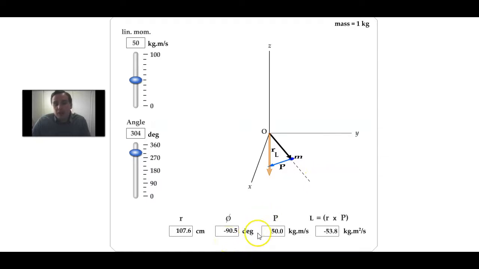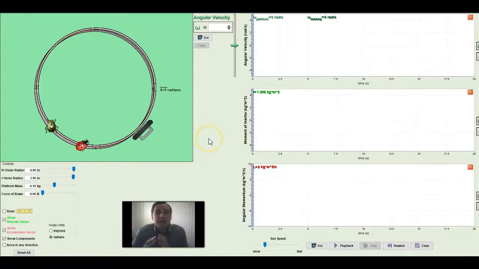Now it's negative, so we end up getting a negative angular momentum. That's because it's clockwise rotation. And then if I increase the linear momentum, you see a large negative angular momentum. So let's see if we can confirm that final experiment with the turntables and the bugs as before.